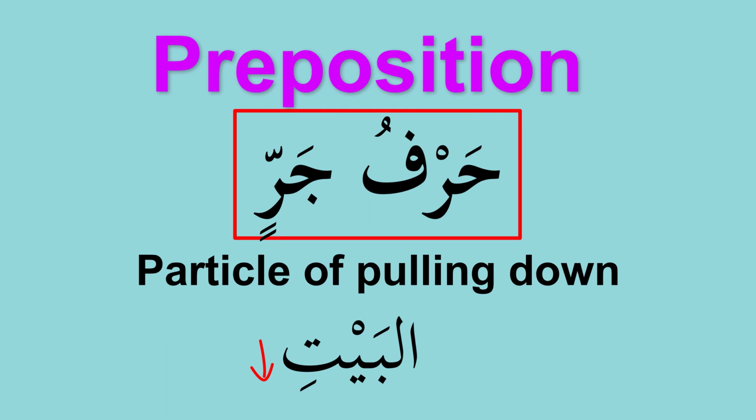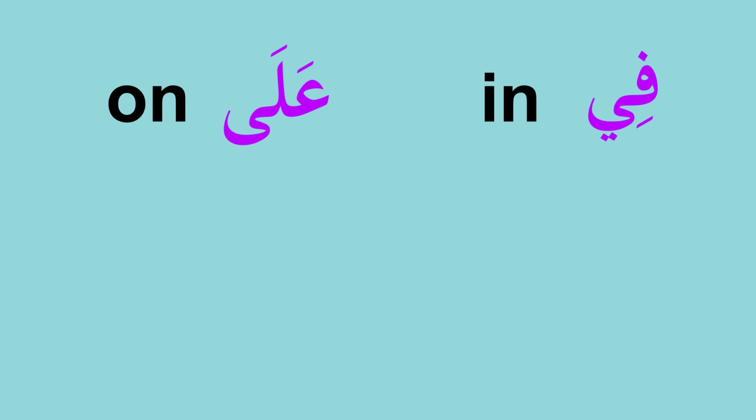So brothers and sisters, this is our start of learning the majroor form. Are you with me? So far we were only marfu. Now we will be doing majroor. What is fi? In. And the next one is ala. What is on? Are you with me? Okay, fine, brother.